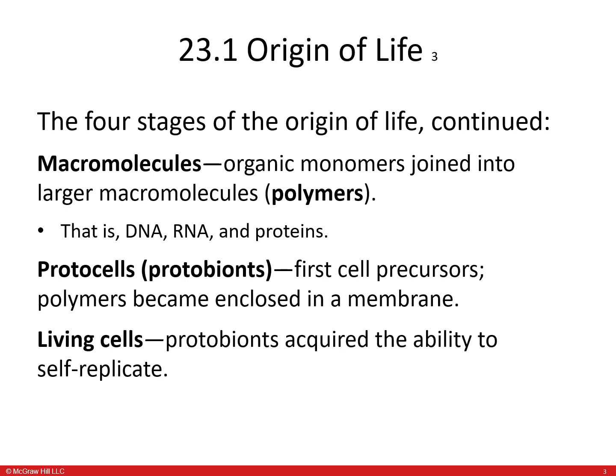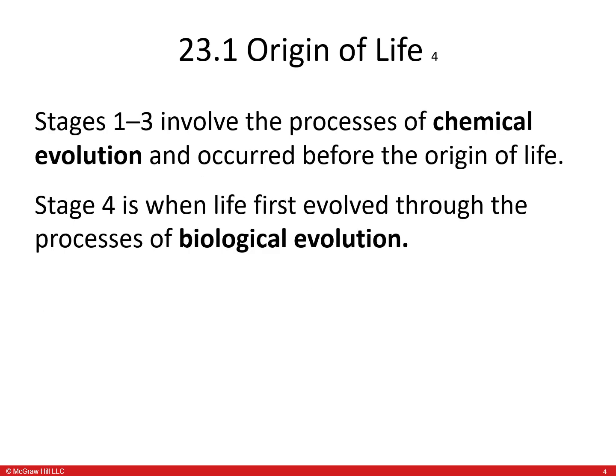Those polymers became enclosed in a membrane. And so living cells, those are protobionts that require the ability to self-replicate. So as you can see, things were changing. Stages 1 to 3 involve the process of chemical evolution and occur before the origin of life. Stage 4, that's when life first evolved through the process of biological evolution. And we'll talk about biological evolution and give you some examples.